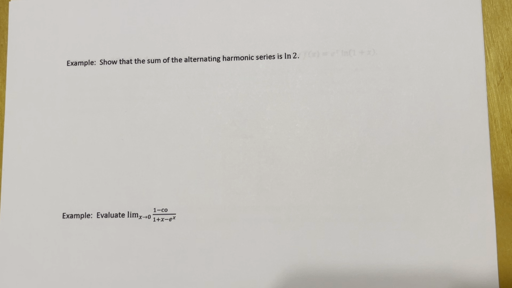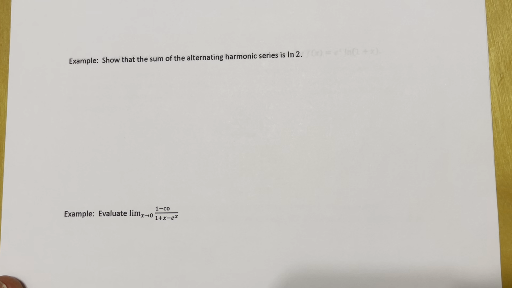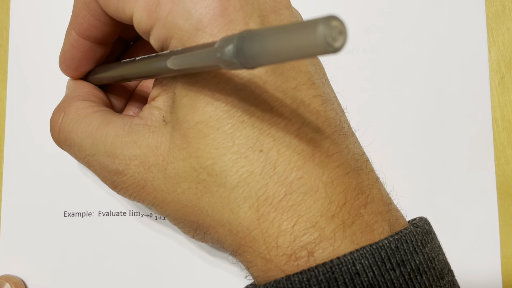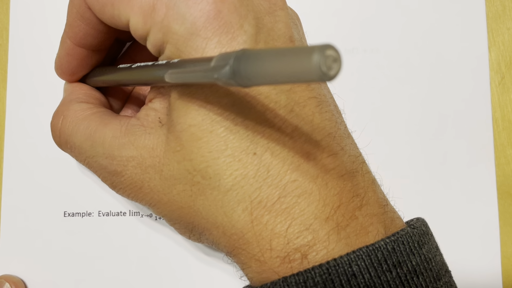Now, if you remember when we talked about the alternating harmonic series a while back, when we talked about the fact that it converges conditionally, we showed that you can rearrange the terms of the alternating harmonic series and get a different sum. What this is referring to is the alternating harmonic series with no rearrangement of those terms. So remember, the alternating harmonic series looks like this.